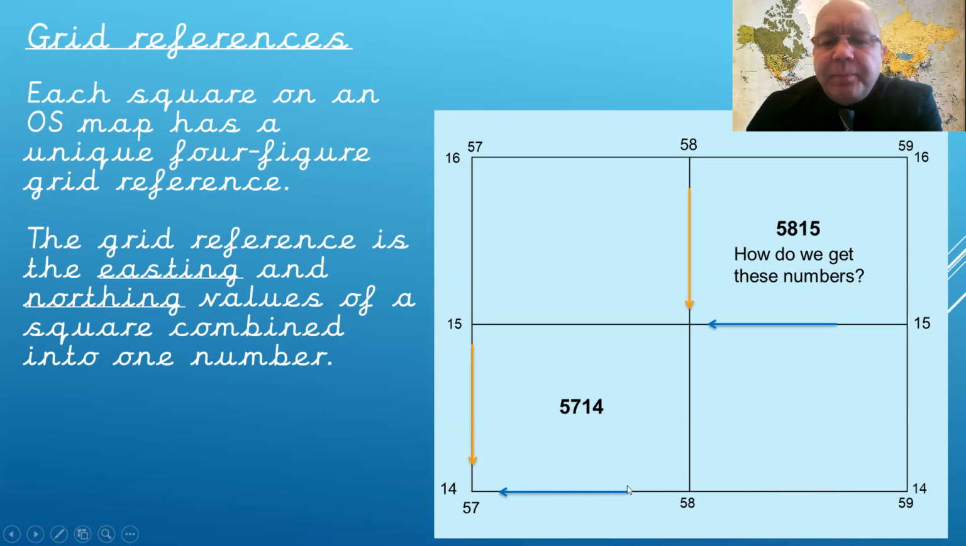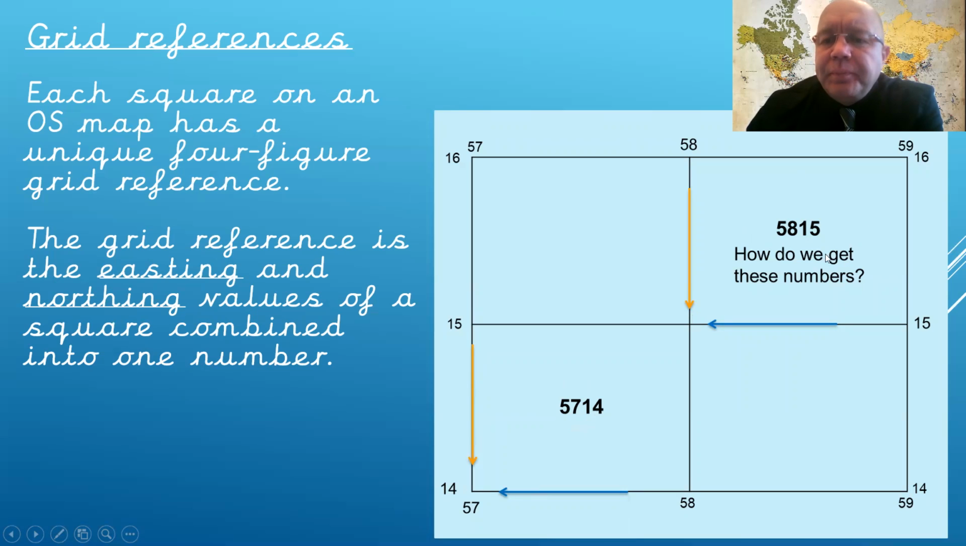This one is 57. And then we take the northing, which is the up vertical measurement, and we're in square 14. Cross the line and we'd enter 15. But here we're in 57 and 14. So our grid reference is 5714.